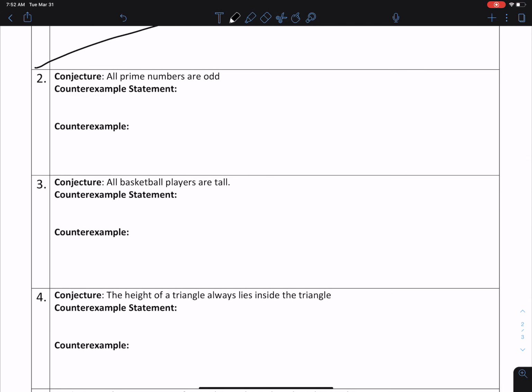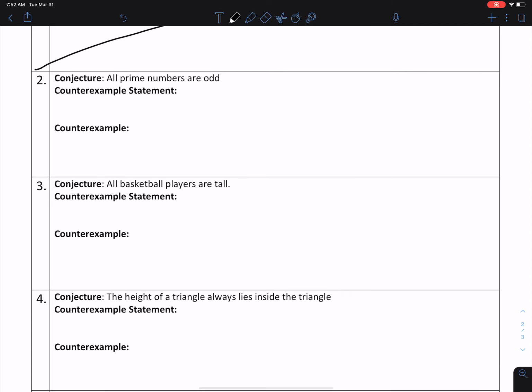All prime numbers are odd. So my counterexample statement would be, let's write, all prime numbers are, and then instead of putting that the answer is odd, we're going to say not odd. In our mind, when we think of not odd, we need to think of, what is an example of something that's not odd? It would have to be even.